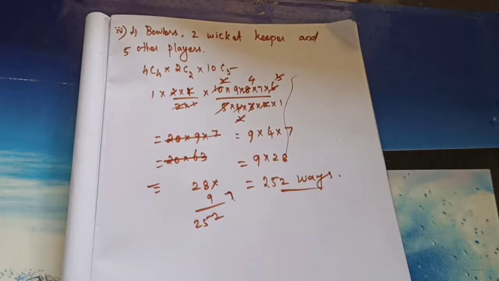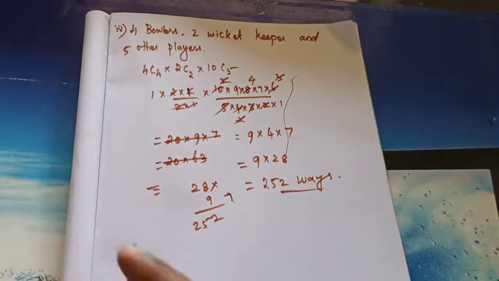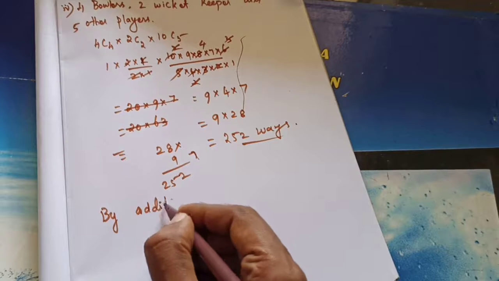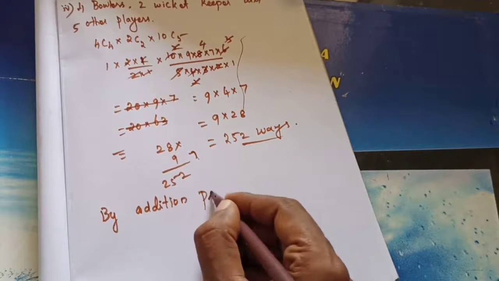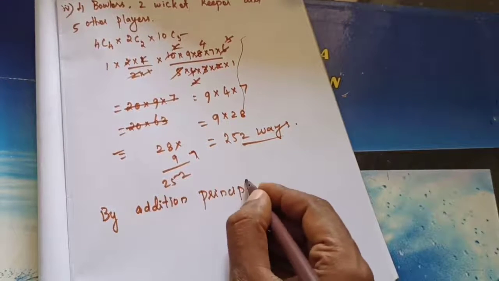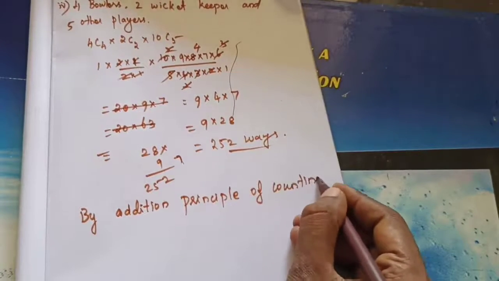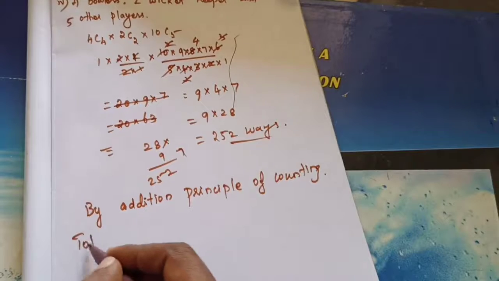Is it right? So 3 bowlers, 1 wicket keeper; 3 bowlers, 2 wicket keepers; 4 bowlers, 1 wicket keeper; 4 bowlers, 2 wicket keepers. So everything is over. Now we will use the addition principle of counting, the total number of ways.